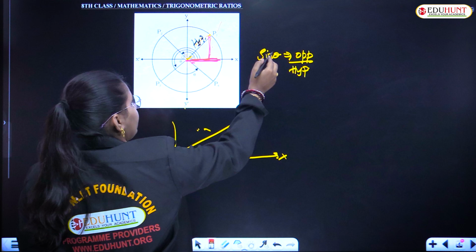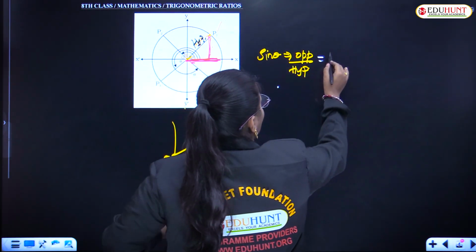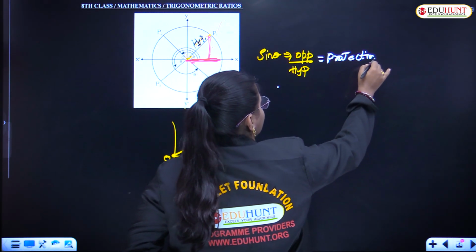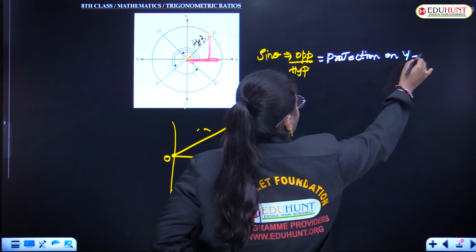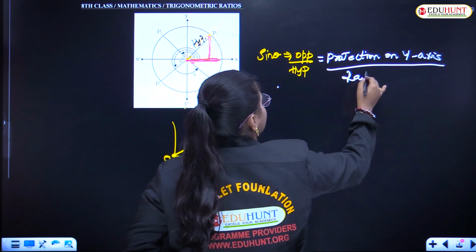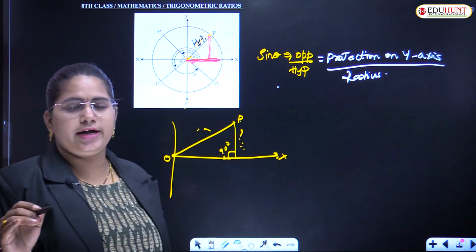Sin theta can be defined as projection on y axis upon radius.